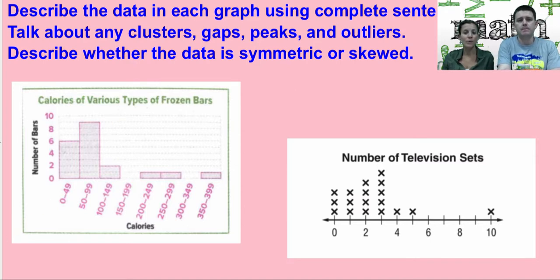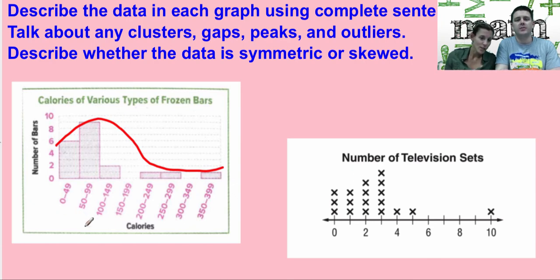All right, we're going to do one more for you, and then you're going to do one. We have a histogram left. We have a histogram that ranges from 0 calories to 400 calories. You'll notice more of the data is on the left-hand side versus the right, so we would say this is skewed right, or skewed away from the right-hand side.